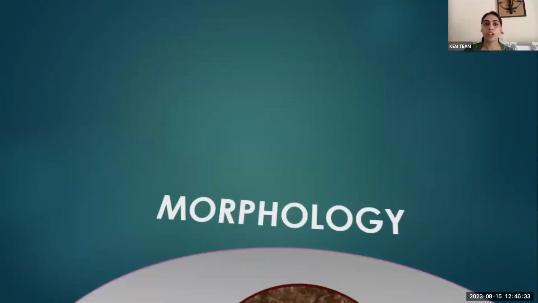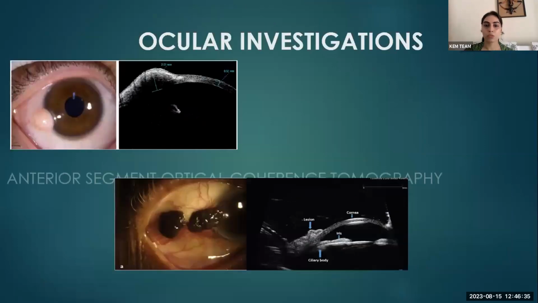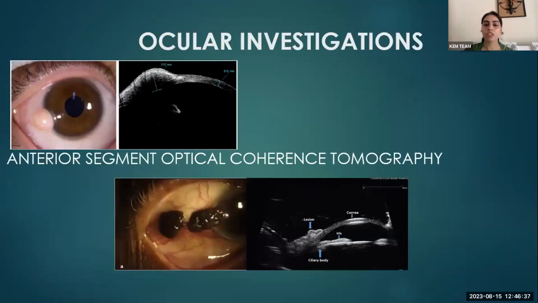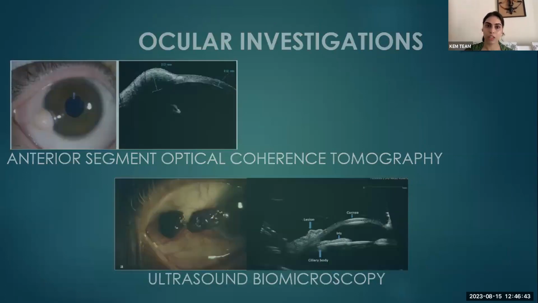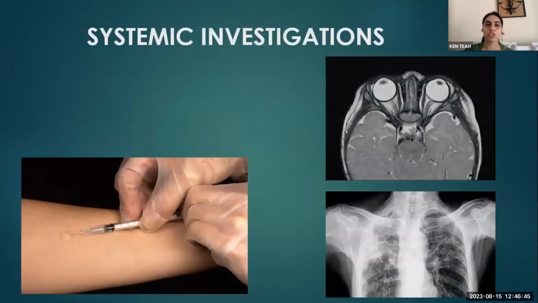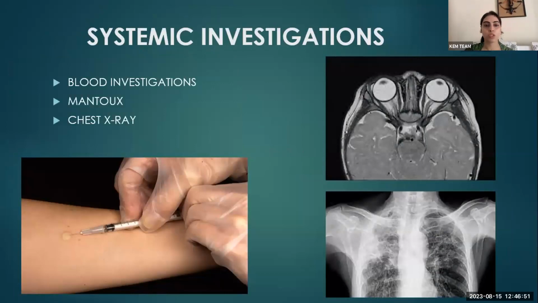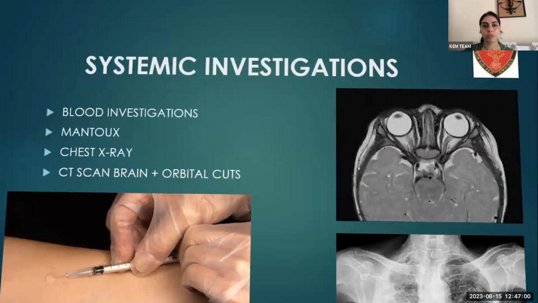We proceed with ocular investigations where we do anterior segment optical coherence tomography and ultrasound biomicroscopy in patients where we're planning a surgical excision to look for the depth and extent of the mass. Then we proceed with systemic investigations where we do blood investigations like complete blood count, ESR, and CRP levels, followed by chest X-ray and Mantoux test in patients with scleritis or phlycten to confirm tuberculosis. A CT scan of brain and orbit is done for limbal dermoids.